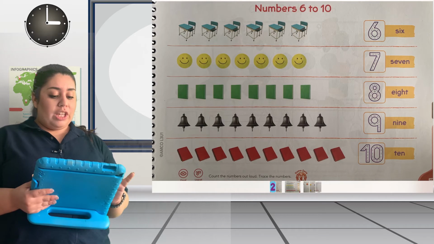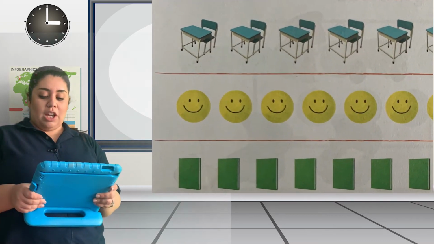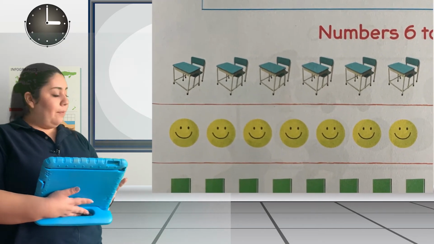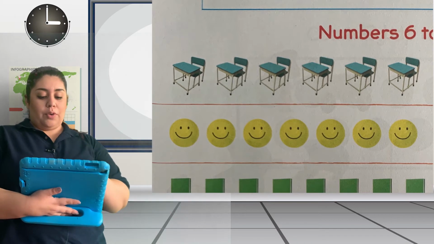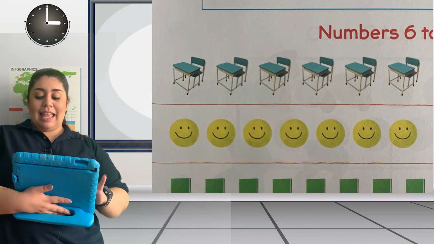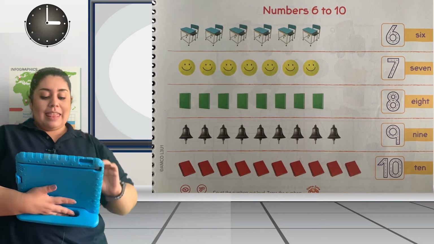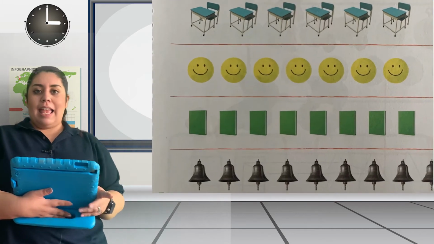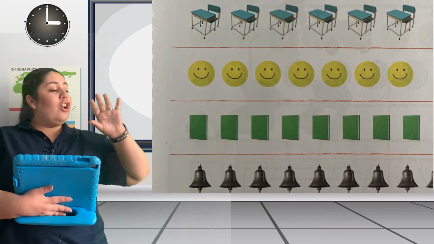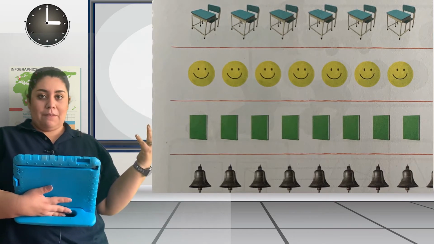For example, here on the desks, it says number 6. We're just making sure we have 6. 1, 2, 3, 4, 5, 6. Very good. And trace number 6. Then on the happy faces, just make sure, as you see, it looks kind of the same because of the size of the desks and the happy faces.